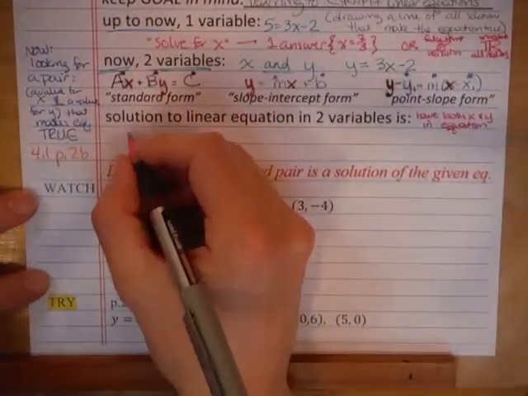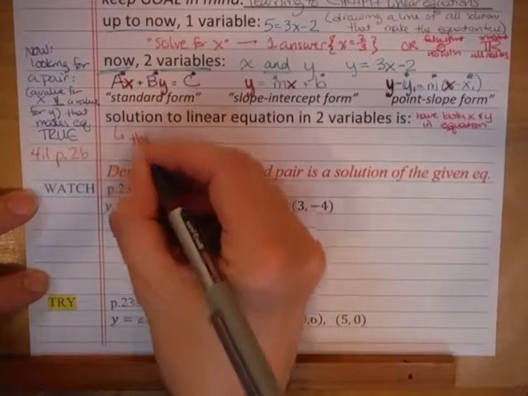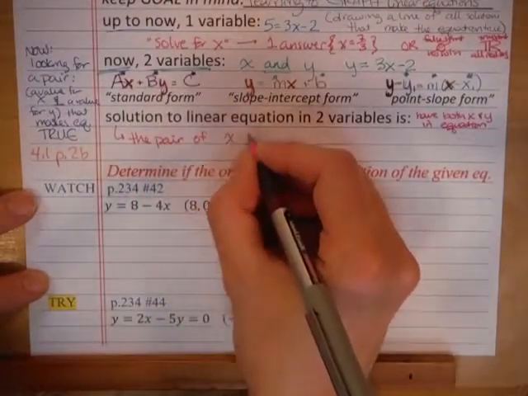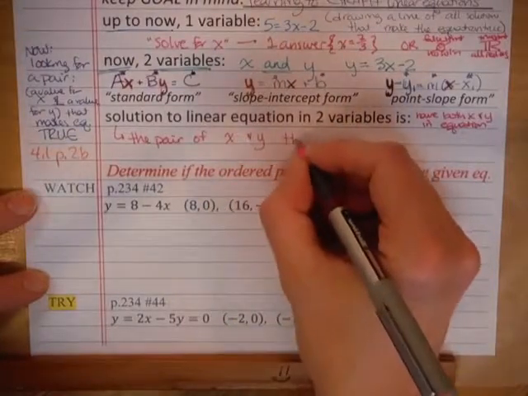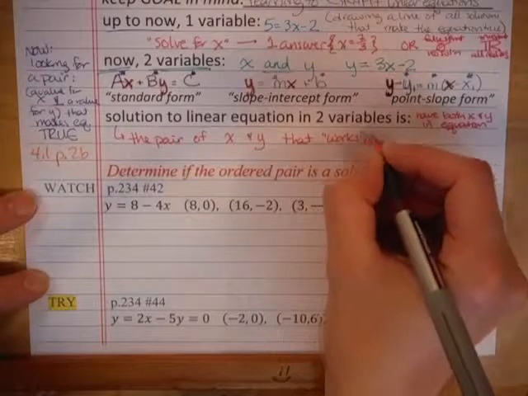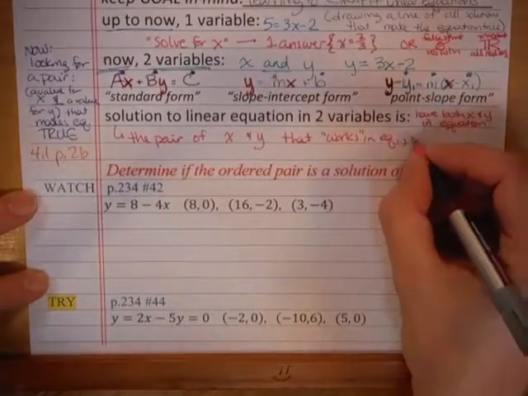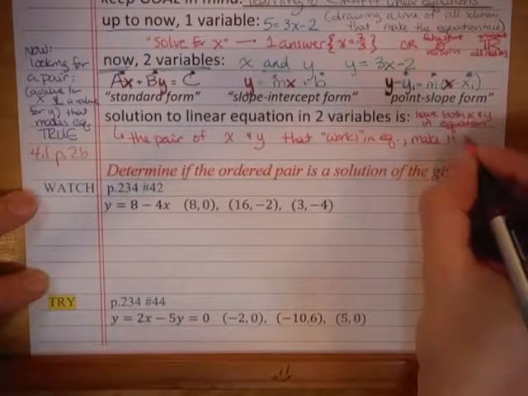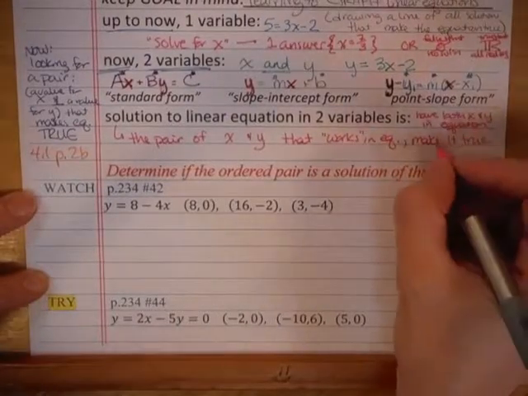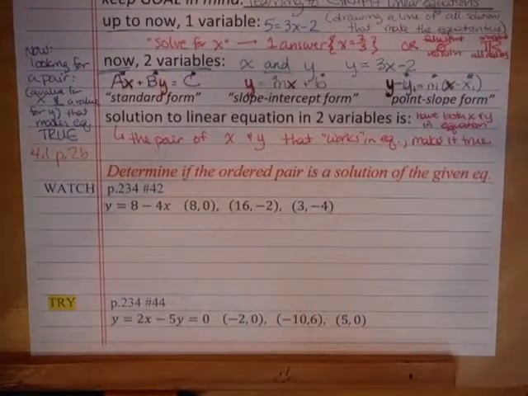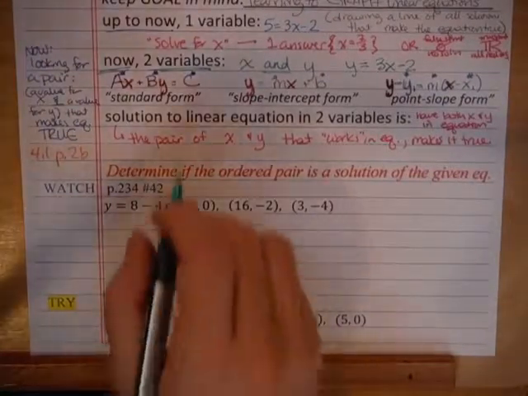In fact, a solution is the pair of x and y that works in the equation. Or another way to say it is it makes it true. Okay, it's the pair that makes it true. It's the pair x and y, and they are an ordered pair, they go together.